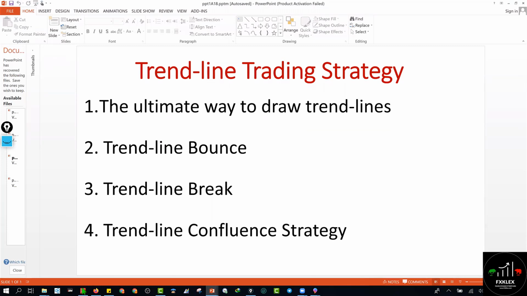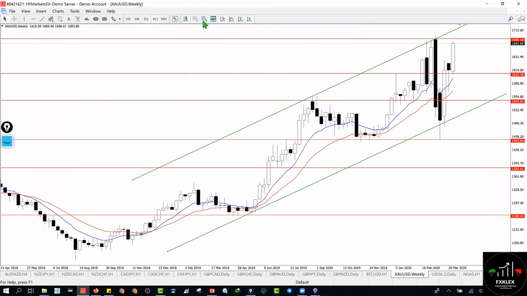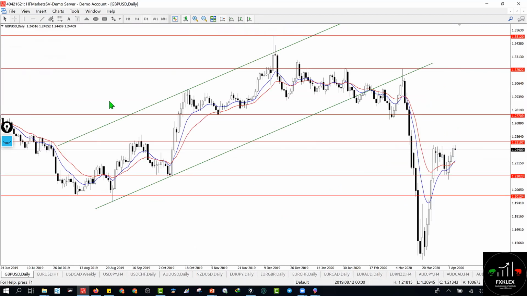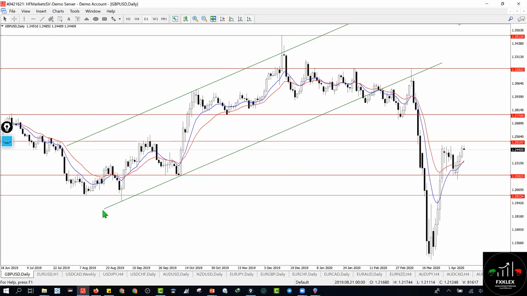So let's get on our chart right now. I have the chart of gold right here. If you watch properly, you will see I have, okay, I'm going to clean all this off so we can start from scratch. I'm going to remove all of this from the chart. I want a clean chart.